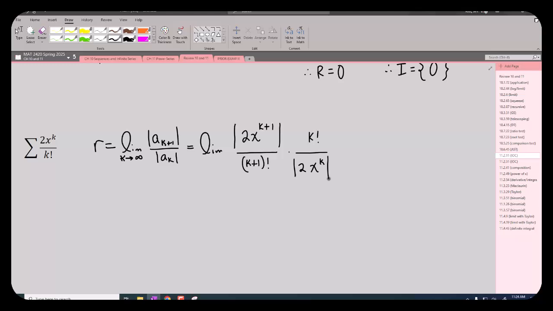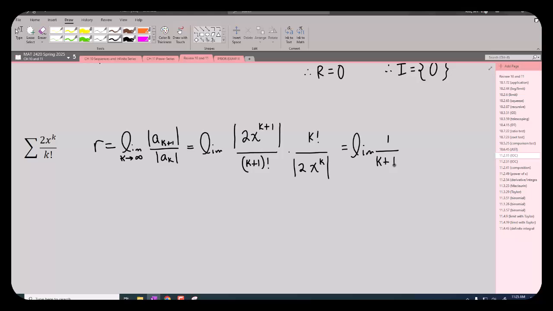All right. Well, let's look at the factorial ones first. What's going to happen with the k factorial and the k plus 1? What are we going to be left with and where? K plus 1 in the denominator. Everyone see that? Because k plus 1 factorial is k plus 1 multiplied by k factorial.